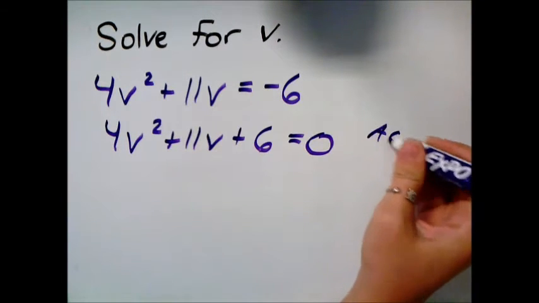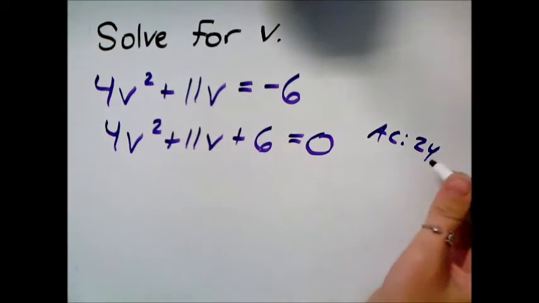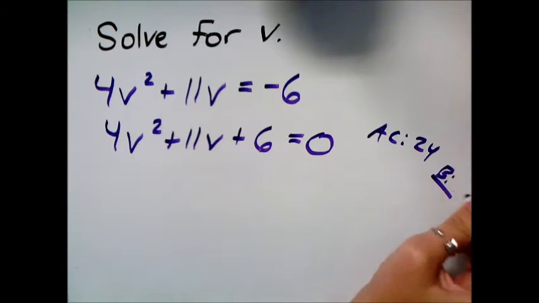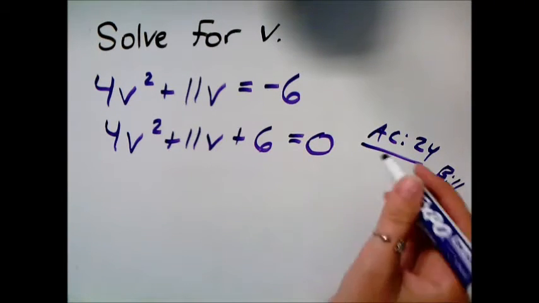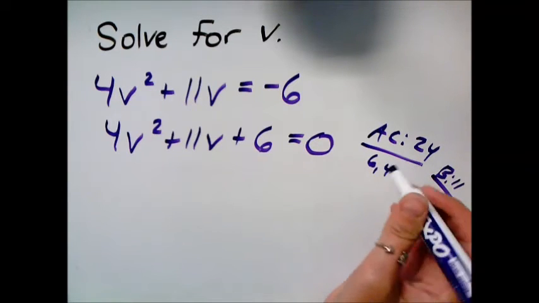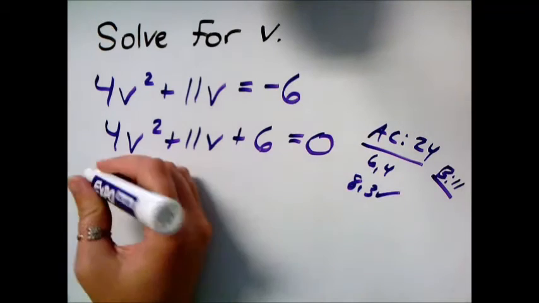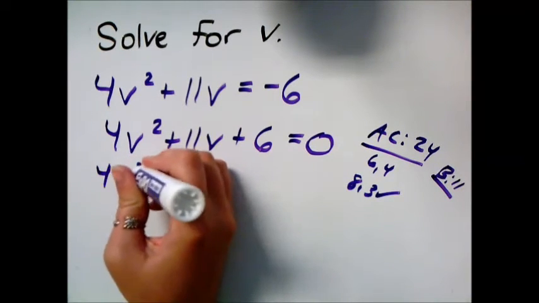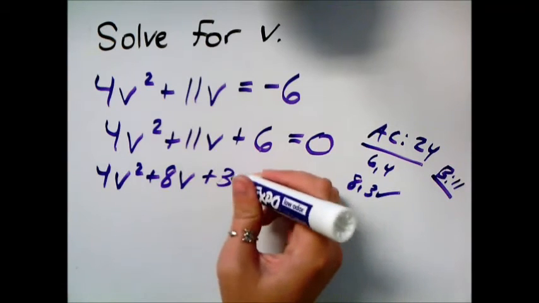So somewhere off on the side we'll write down AC is 24, right? 4 times 6. And we need some factors of 24 that add to b, which is 11, our middle term. So let me think of factors of 24. 6 and 4, that adds to 10, so that's close but not quite. How about 8 and 3? That one adds to 11. So that's the correct way to split up my middle term. And it doesn't matter on the order.